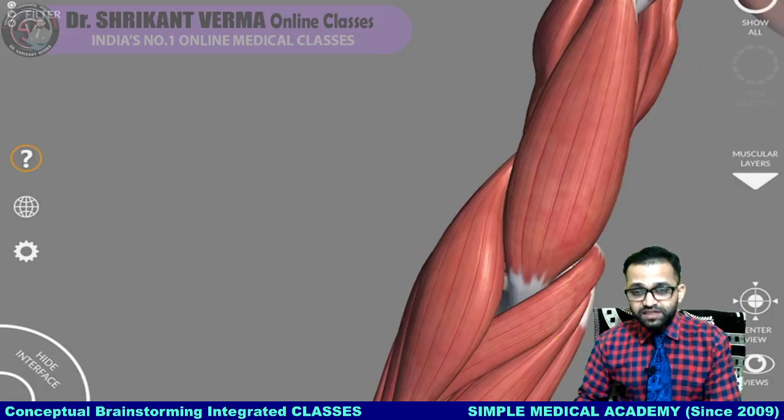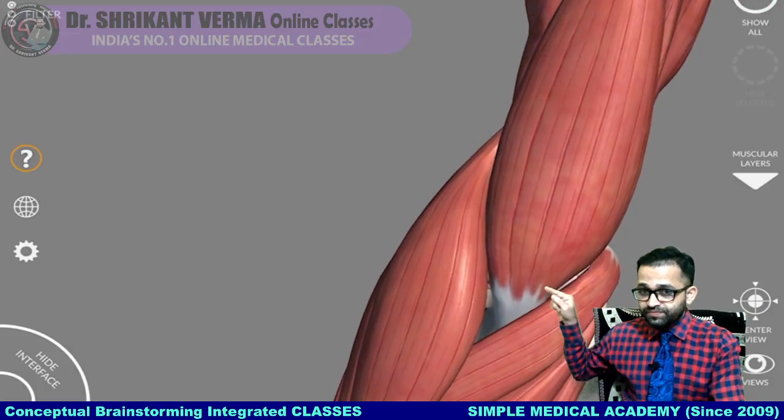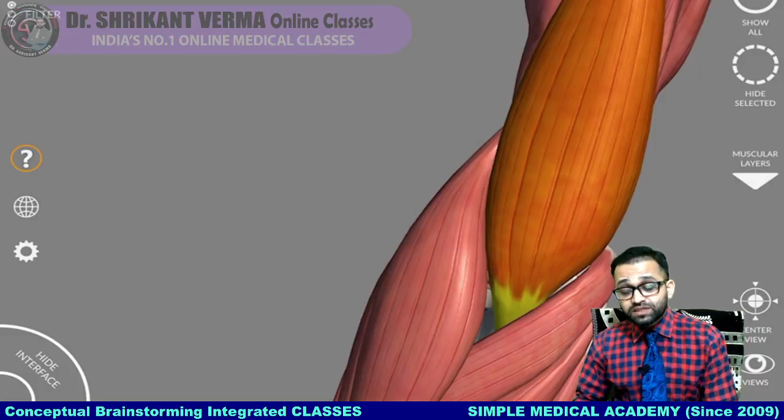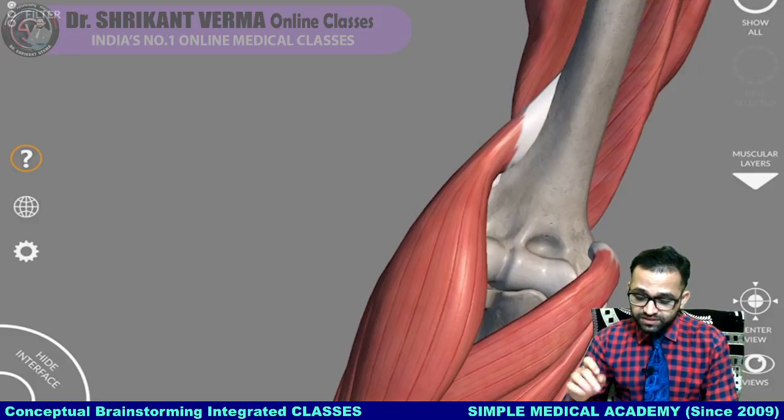So we are dissecting out. So at the floor, can you see this particular muscle? This is our brachialis muscle. The brachialis muscle is making the depth part. Yes, it is making the floor. Now see here, we are dissecting this one also.